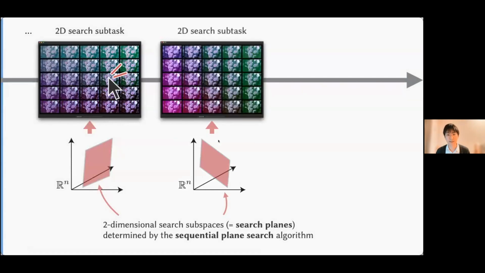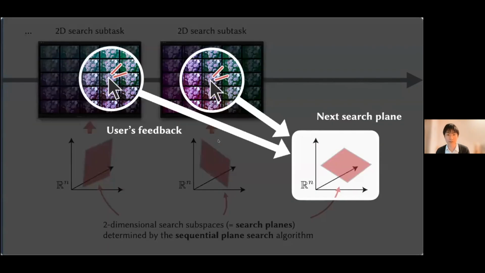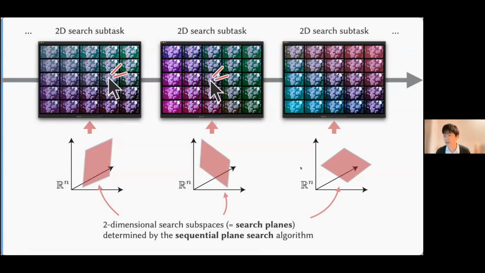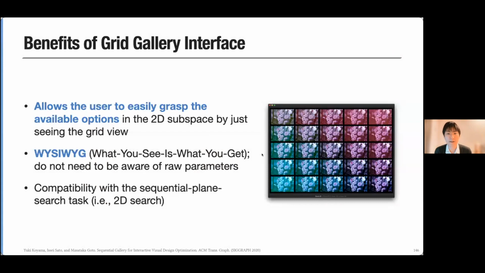Then again, the system asks the user to select the best one from the grid. And using all the accumulated preferential data, the new PBO algorithm determines the next search plane. And in this way, the system proceeds with the iteration. So we have some benefits of using this grid interface.